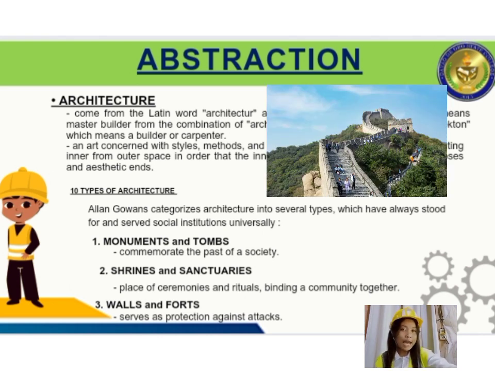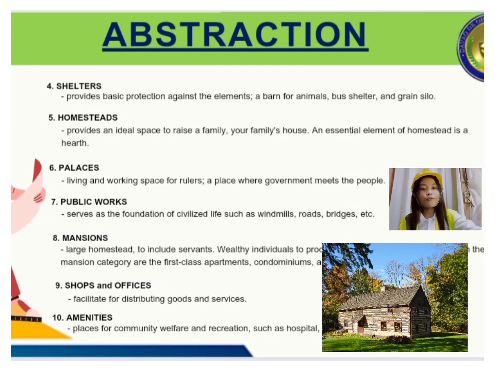Third, we have the walls and forts. Walls and forts serve as protection against attacks. We all know that the best example for this is the Great Wall of China or the Tower of London, a military barrack or armory. The fourth one is the shelter. Shelters provide basic protection against the elements, which are the sun, rain, wind, storm, and others. Examples are a barn for animals, a bus shelter, or a grain silo. The first example of these shelters is our home.